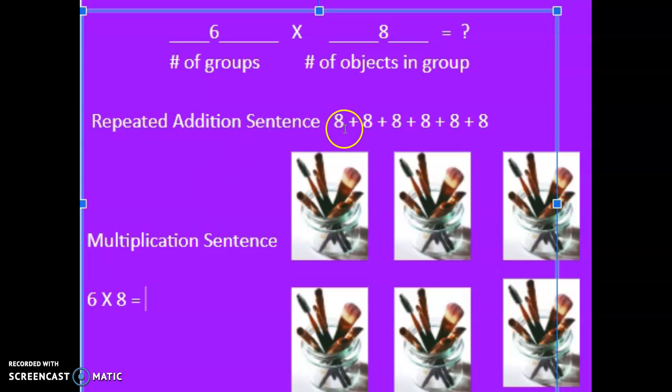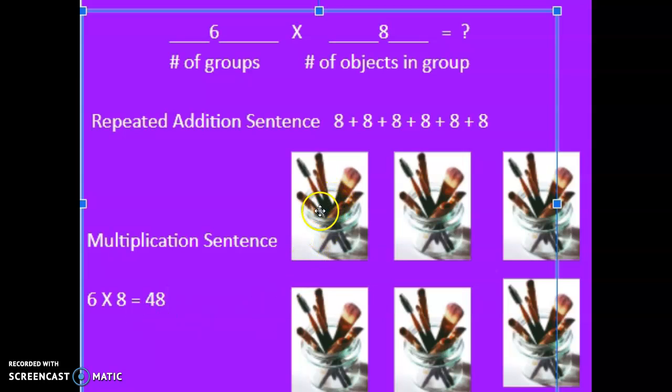Now, I can add by my 8s, which I'm going to do here. I could do 8 plus 8 to get 16. 8 more gives me 24. 8 more gives me 32. 8 more gives me 40. 8 more gives me 48. So if I do that repeated addition, I can get my answer of 48.